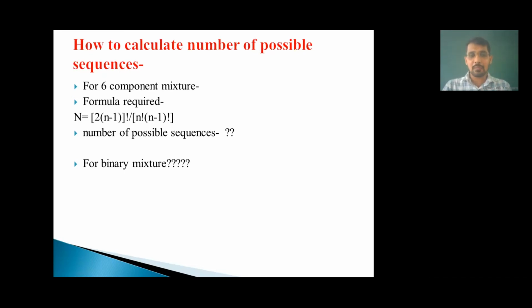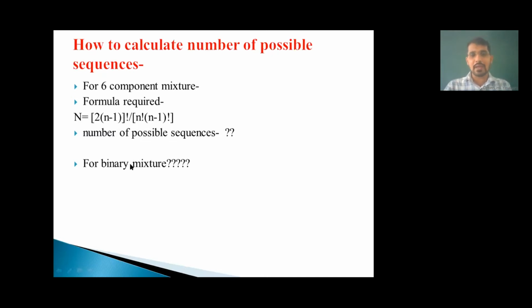In your exam, the question can be like this: calculate the number of possible sequences for a 4 component, 5 component and 6 component mixture and compare the results. Comparing the results means you have to write whether the number of possible sequences increases or decreases as the number of components increases. For this you have to remember the formula: capital N equals 2 in bracket n minus 1 factorial divided by n factorial into n minus 1 factorial.